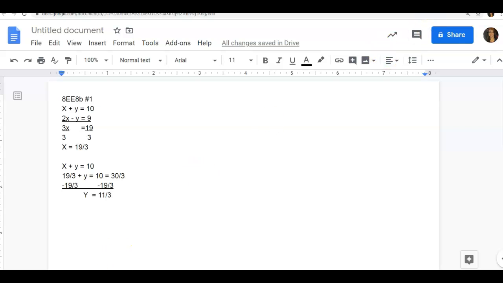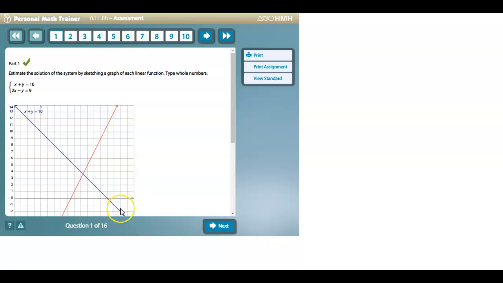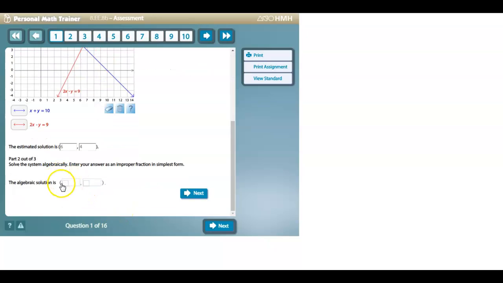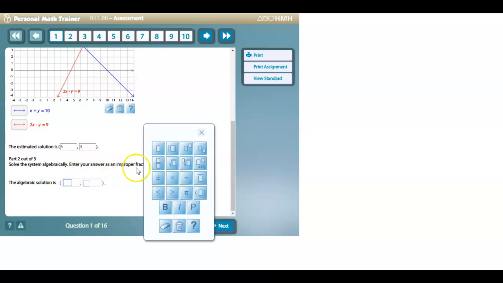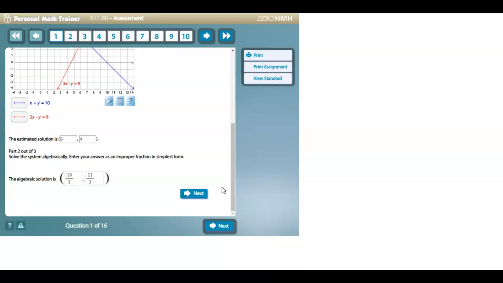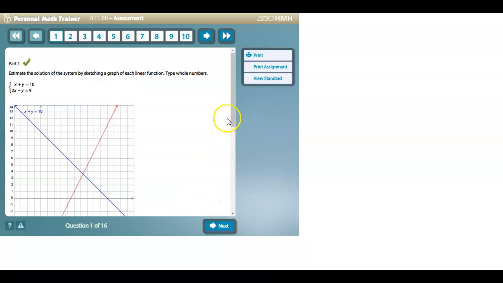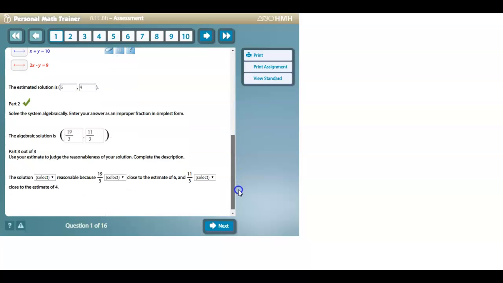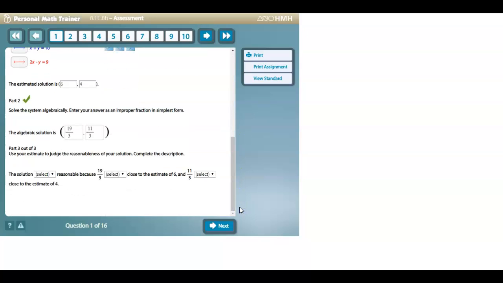So I got to go back to my other problem. So right here, once again, enter as an improper fraction. Good, because last time, remember, we weren't entering them as improper fractions. 19 thirds, that's my x, and my y is going to be 11 thirds. Okay, and that is part 2 out of the 3. So next, oh, I got it right there. Got it right there.